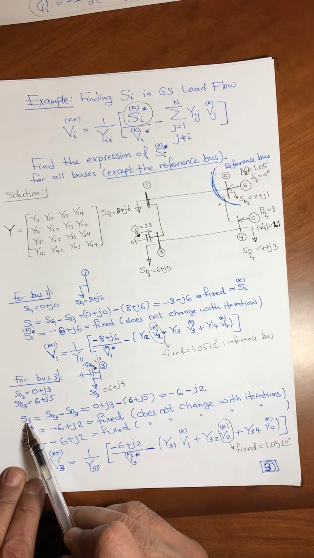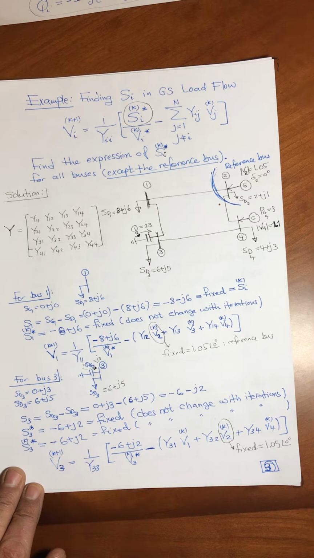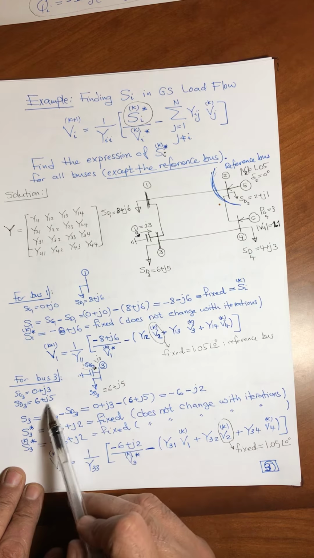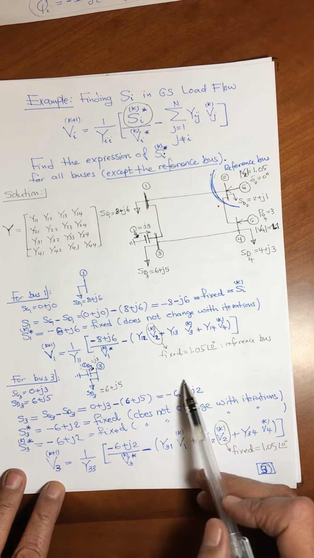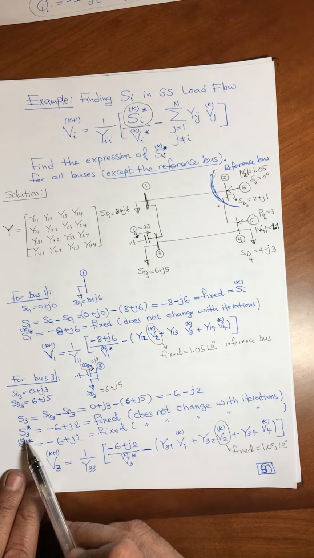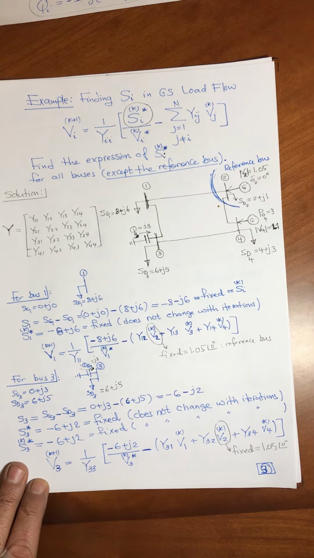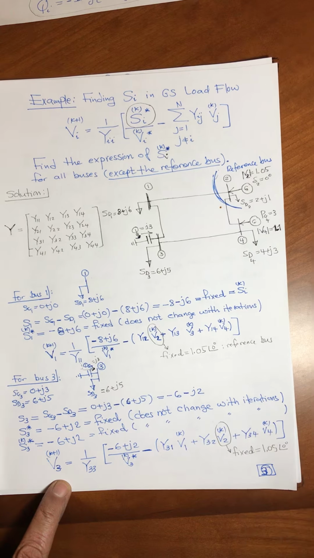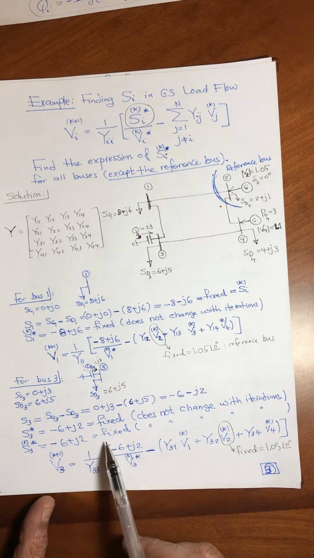So net injected complex power at bus رقم 3 is S generated at 3 minus S demanded at 3. 0 plus J3 minus, this is the demand at bus 3, minus 6 minus J2. This is a fixed number. S3 conjugate is minus 6 plus J2. Fixed, does not change with iterations. So S3 conjugate with iteration K is a fixed number.